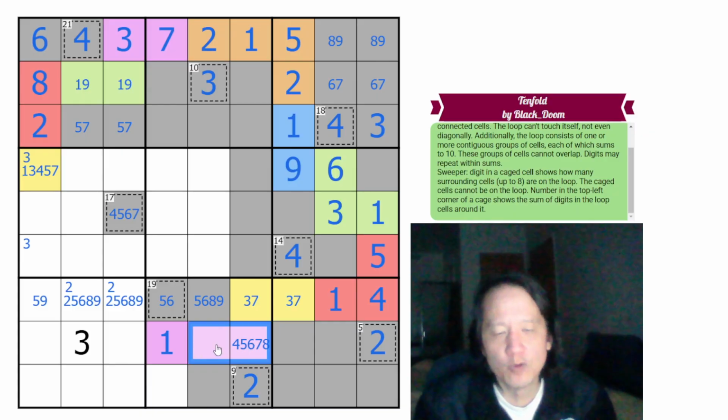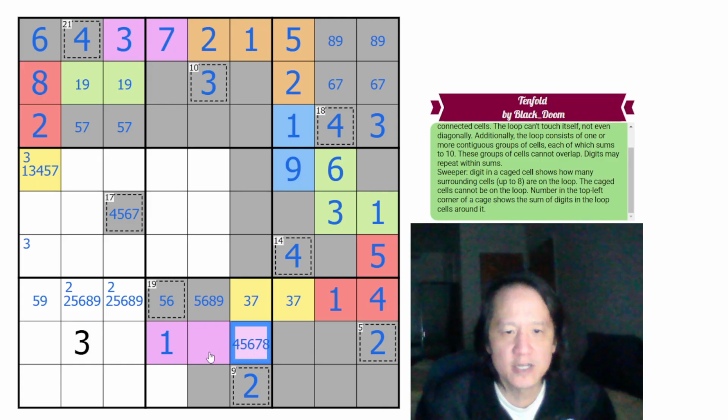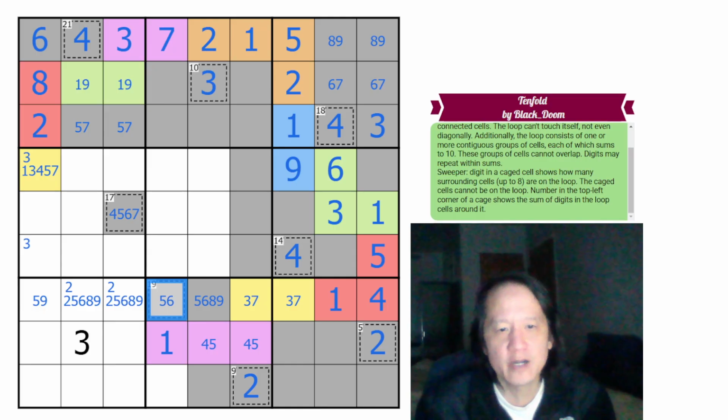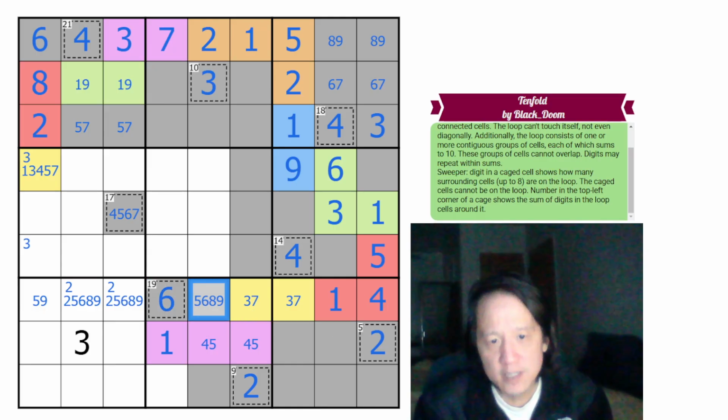So it cannot be 1, 8. It cannot be 2, 7. It cannot be 3, 6. So this has to be 4 and 5 adding up to 9. Therefore, we have a 4, 5 pair in box 8. So that eliminates 4 and 5 from the rest of the box. So therefore, this is 6. This can't be 5 or 6. This is 8 or 9.